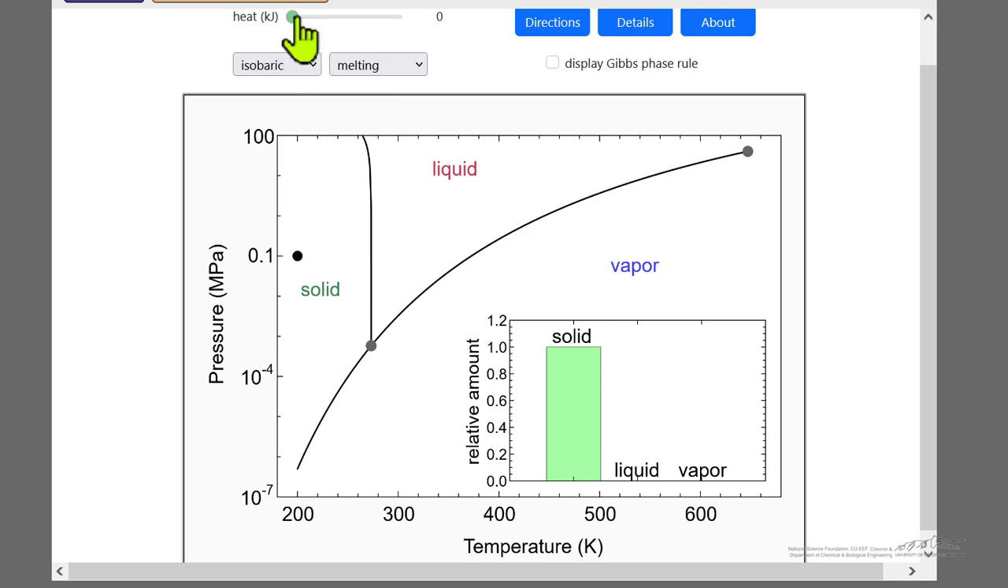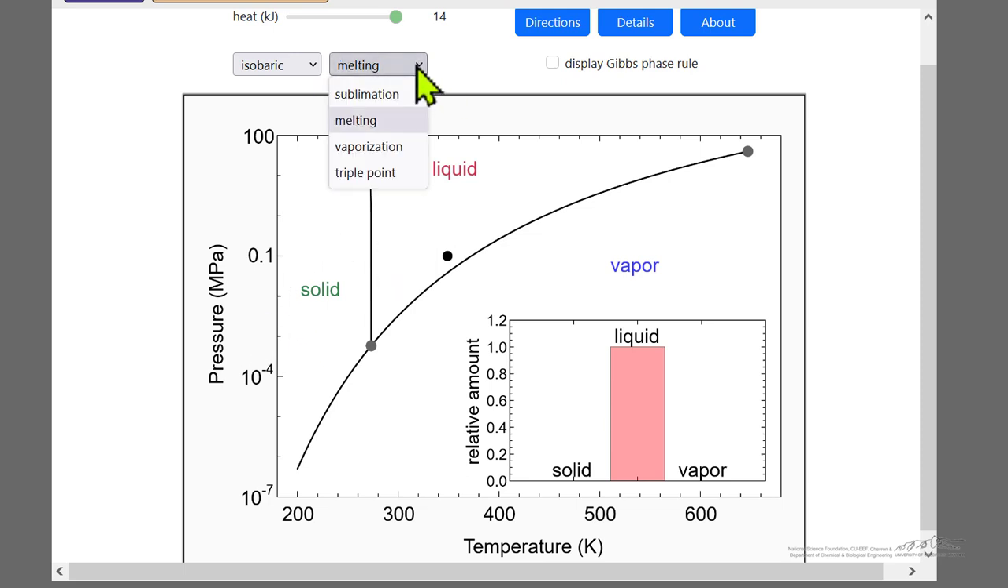If we add heat, of course, until we get to the phase barrier where we have 2 phases present, we had all solid. Now as we add heat, we start to create more and more liquid, and the solid decreases until eventually we're in the liquid region. We only have liquid present. The simulation allows us to just look at one process at a time.